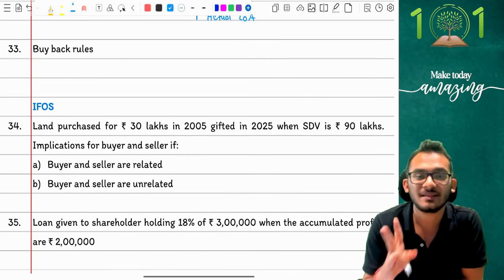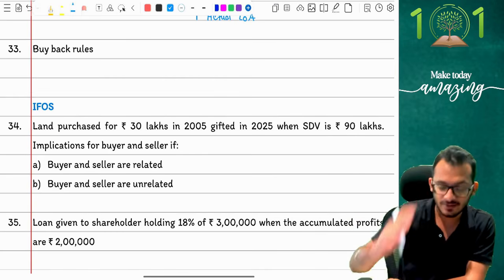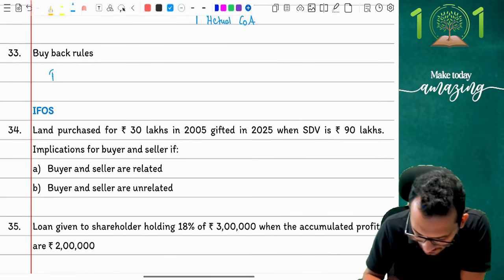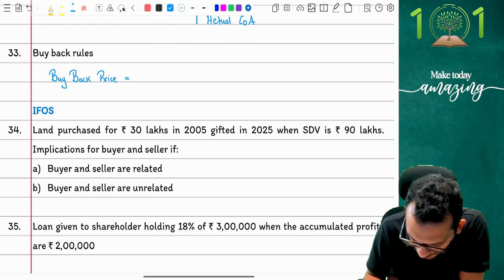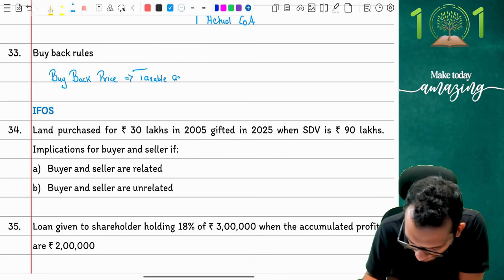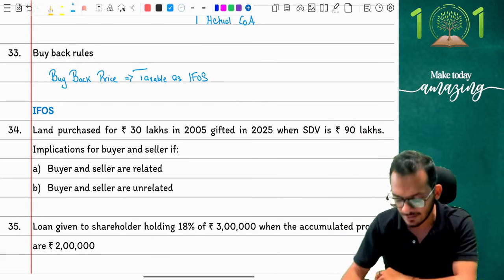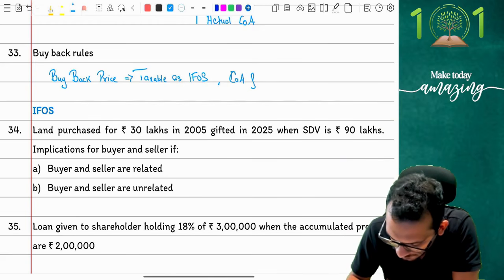Next one, people, the most important thing which I remember and believe that should be tested in examinations, because your May, September and Jan is the last attempt where buyback can be tested. The rules of buyback for these attempts alone basically come and say, whenever you have any buyback in the company, whatever is the buyback price is taxable as IFOS. Whatever is the buyback price, income tax says whatever money you're going to get from the company, straightforward tax it as IFOS.